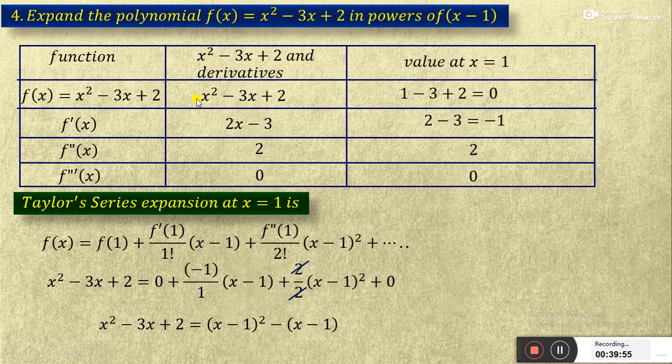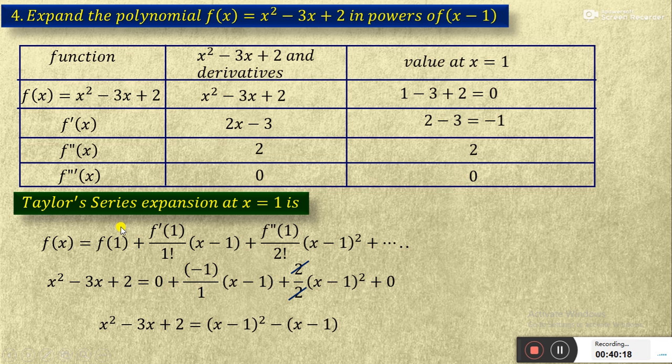Substituting x equal to 1: 1 square minus 3 into 1 plus 2, so 1 minus 3 plus 2, that means 3 minus 3 equal to 0. Next, f dash of x is 2x minus 3, so 2 into 1 minus 3, which means minus 1. Next, f double dash of x is 2. No x term. F triple dash of x is 0.